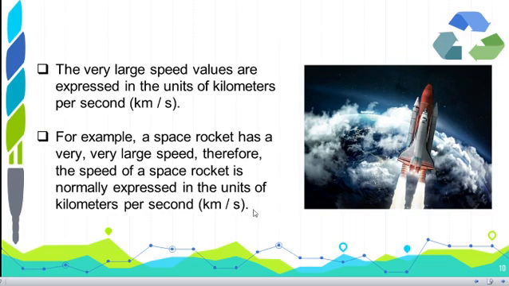Sometimes a question will be given: give one example of very large speed. So you will write a space rocket. What is the use of a space rocket? The space rocket is used for carrying scientists and sending them to space. A space station also moves around the Earth at a great distance from the Earth.